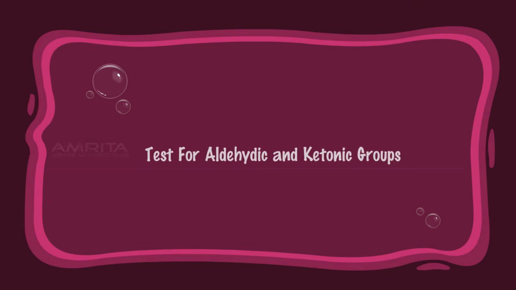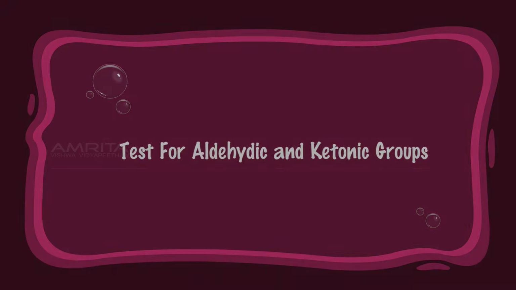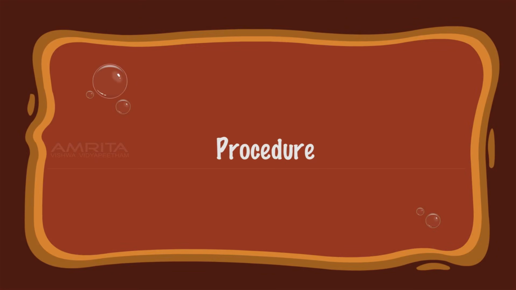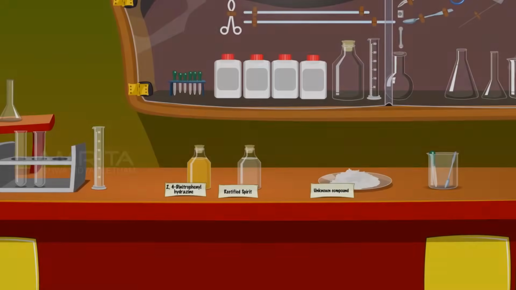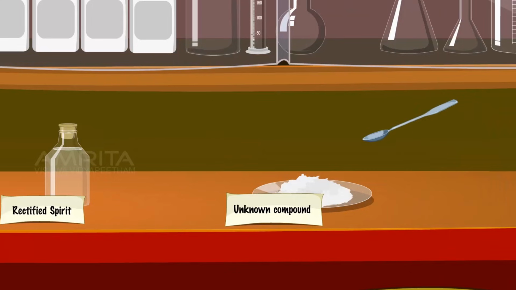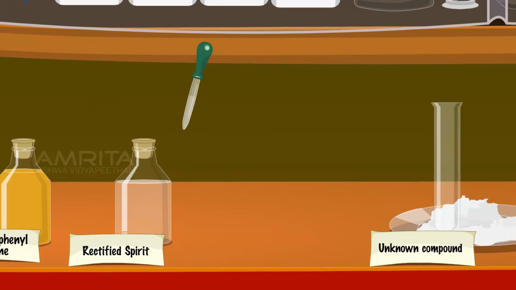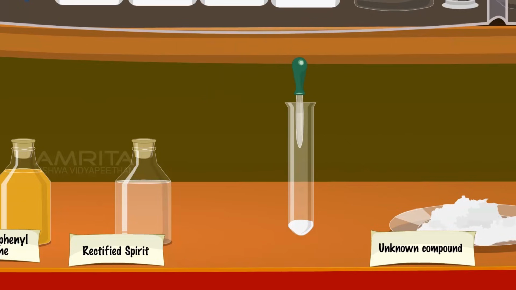Test for aldehydic and ketonic group. 2,4-dinitrophenylhydrazine test. Procedure. Take a spatula. Take some given unknown compound and add it to a dry test tube. Take a dropper. Add some drops of rectified spirit until the compound just dissolves.